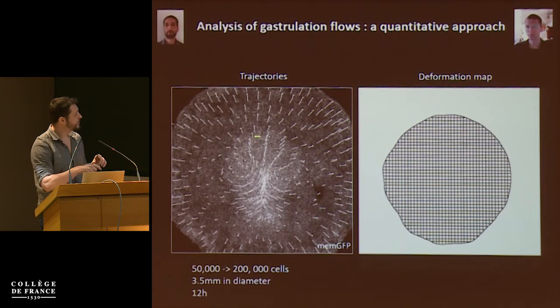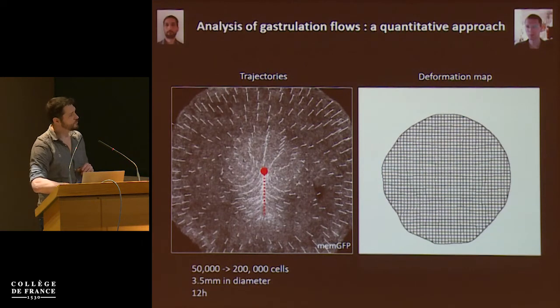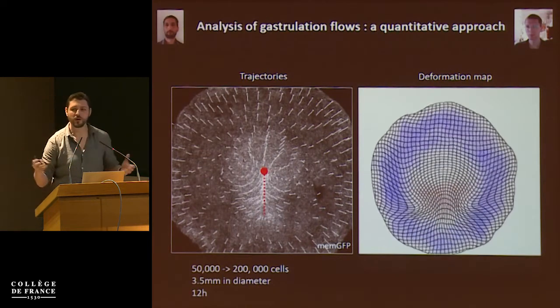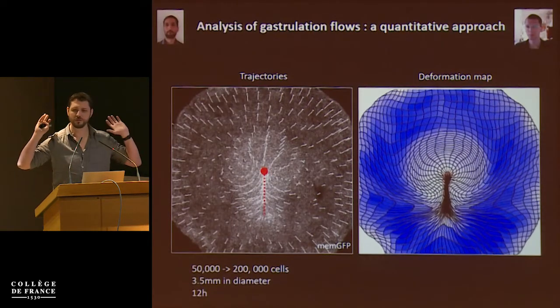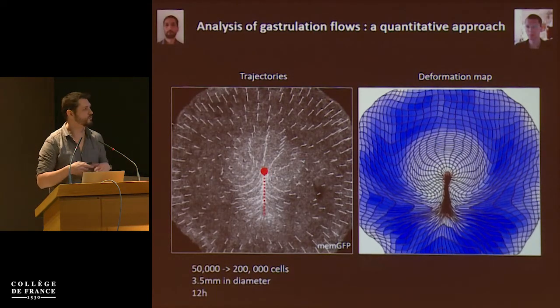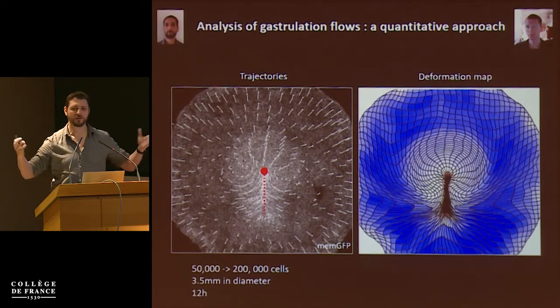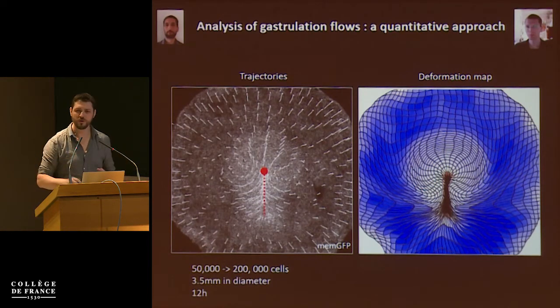And you can see the flow here, which is from the particle image velocimetry analysis. And here you see the streak forming. From this PIV analysis, we can now have a look at deformation. So we can really get rid of the cell scale and analyze the tissue movement. Blue is expansion, and red here is contraction. So we can really treat the embryo as a material.